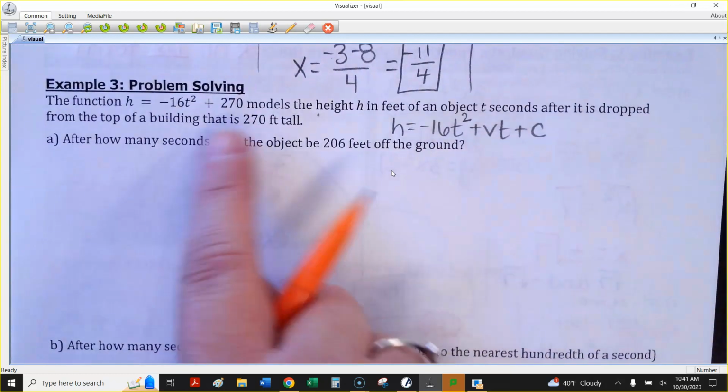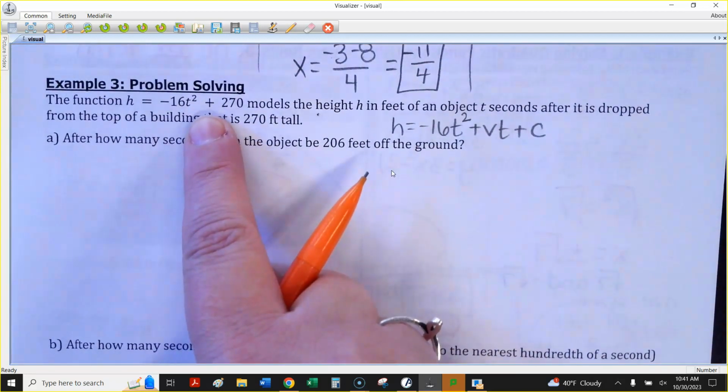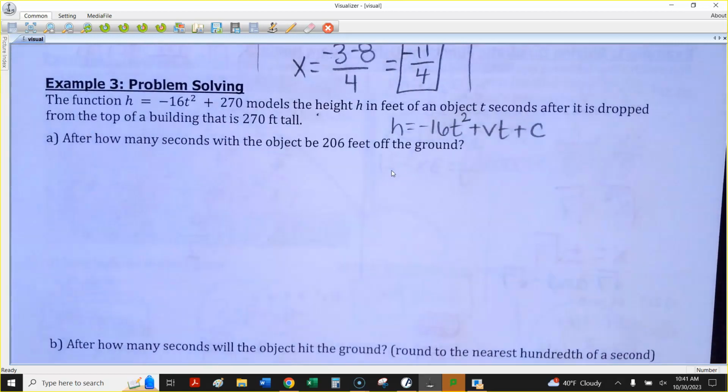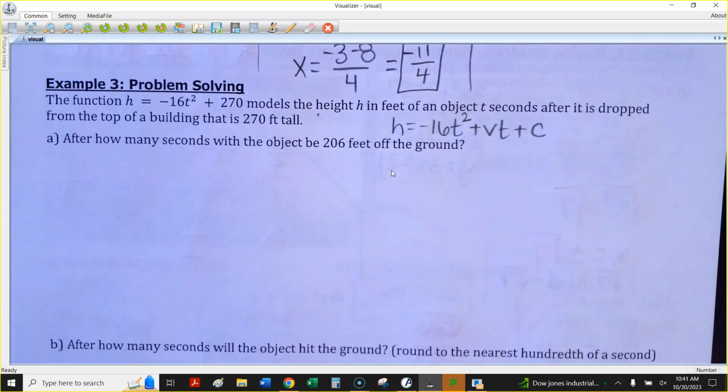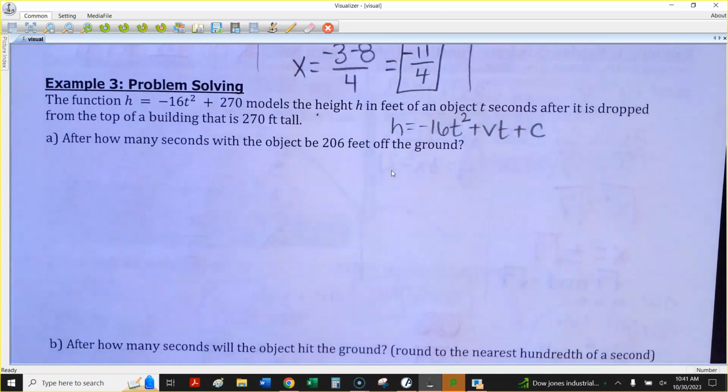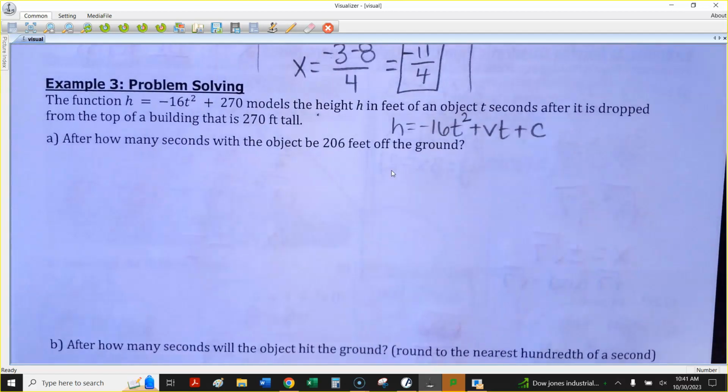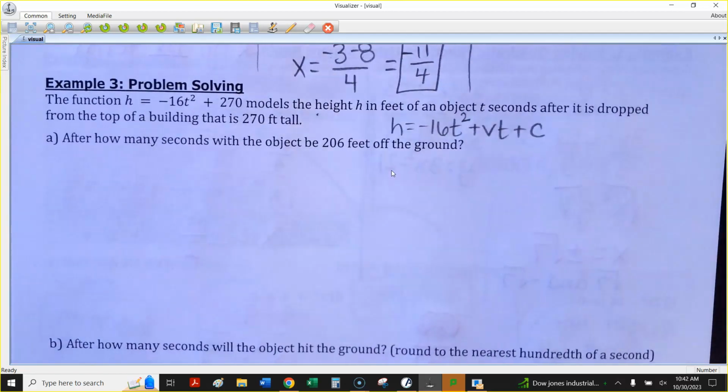But that's why there's no middle term here, which is nice for us because we can just use square roots to solve both of these questions we're about to do in a second. But I just wanted to explain, there's no middle term there because I'm not throwing it or doing something like that that would cause the object to have any additional speed other than the gravity.